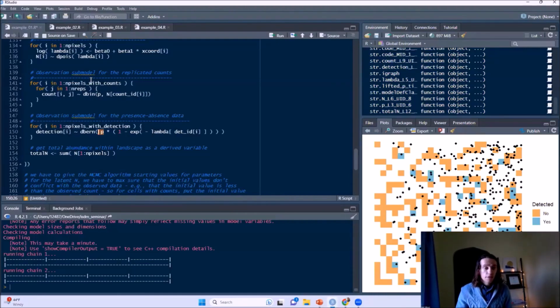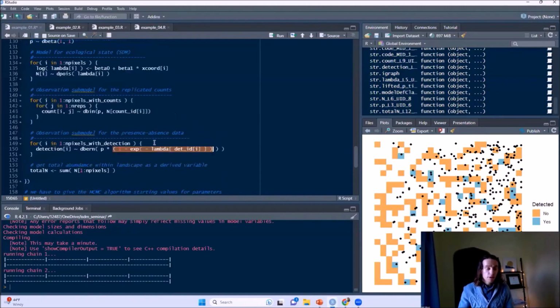So in essence, these count data are sort of doing the hard work. They're allowing us to get this estimate of detection probability. And then that is borrowed down here. And so we multiply that detection probability by that expression that I showed you earlier, this 1 minus e raised to the negative lambda.